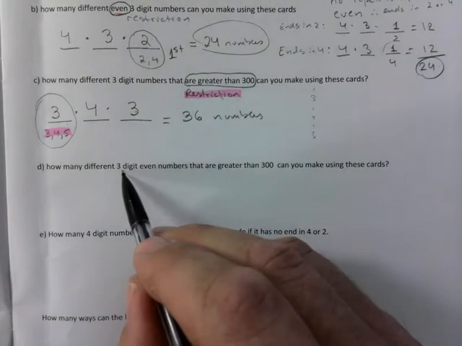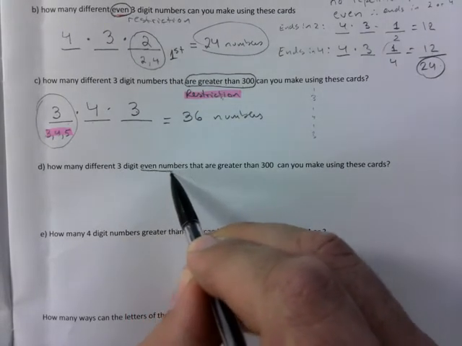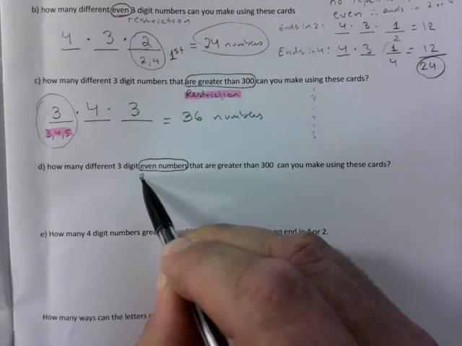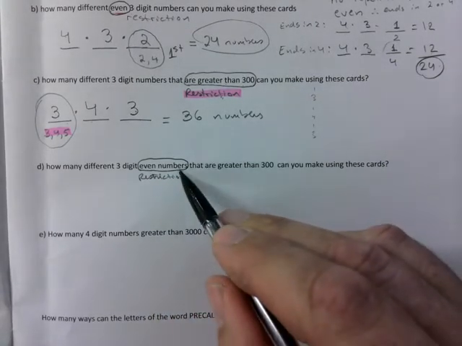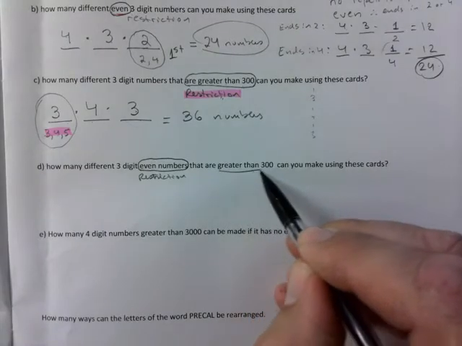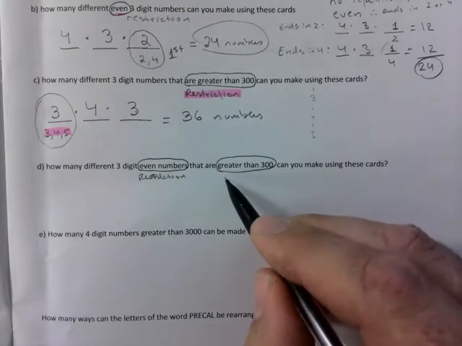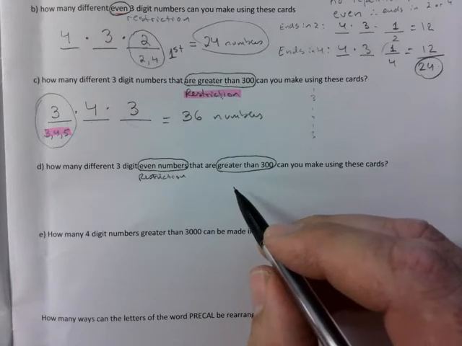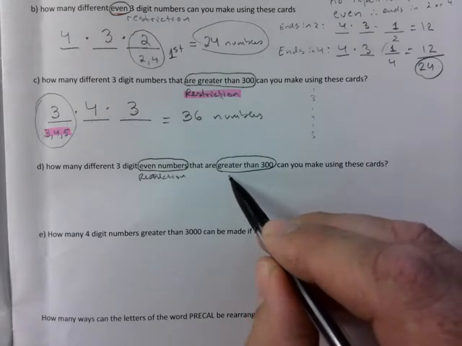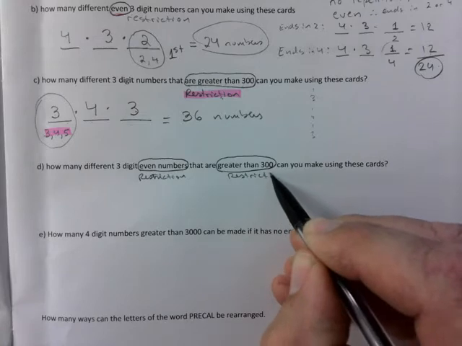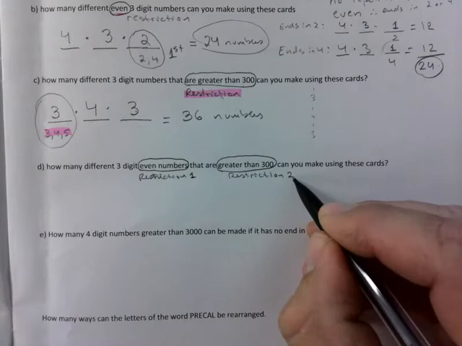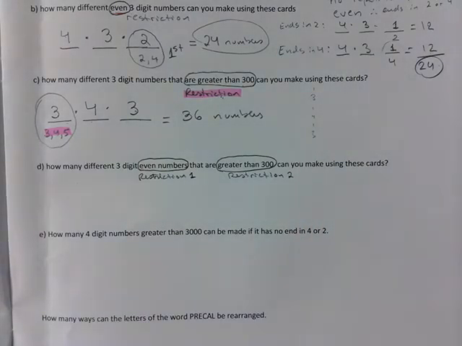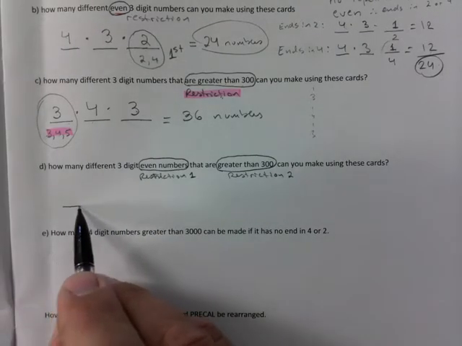How many different 3-digit even numbers? Here's that thing again, the restriction. Write it down. Circle it, write it down. Even numbers greater than 300. So you're narrowing it down, right? You should get less numbers now. Okay? So this is the restriction. So can we do restriction number 1 and restriction number 2? And then we make our 3-digit codes.